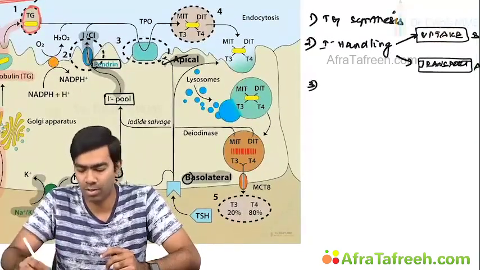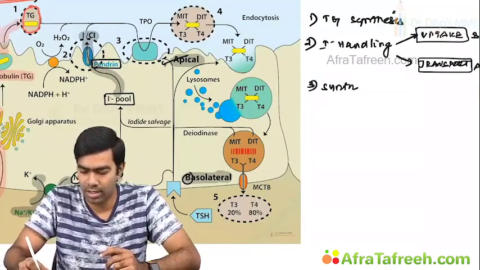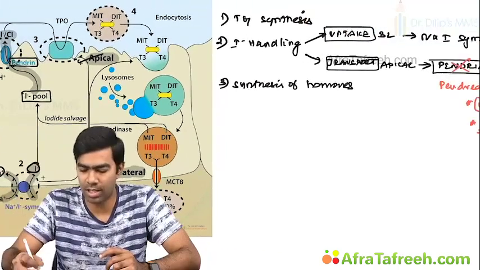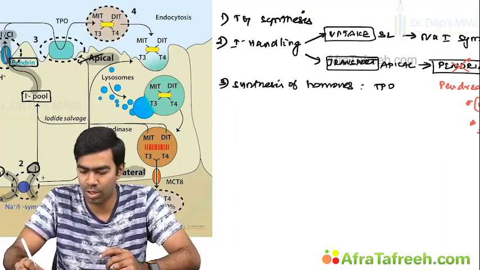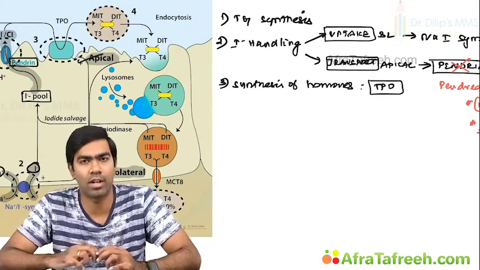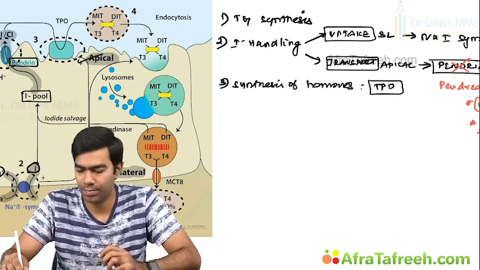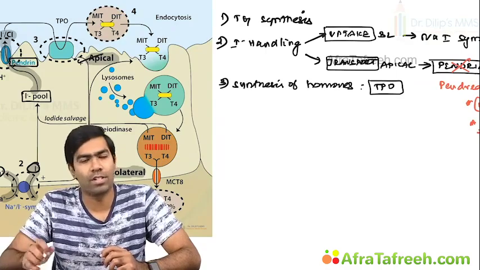Number 3, you have to synthesize the thyroid hormones. So how are they going to synthesize the thyroid hormones? To synthesize the thyroid hormones, you need a very, very important and unique enzyme that is seen in the thyroid gland, that is TPO, thyroid peroxidase. Clear? So what are the functions of thyroid peroxidase?